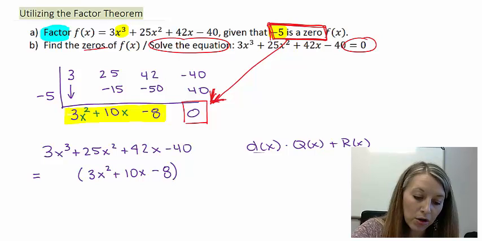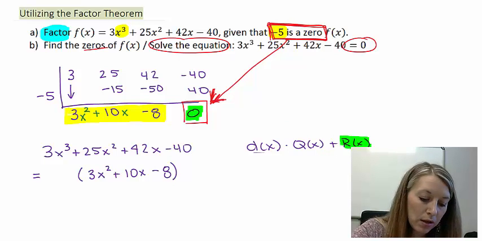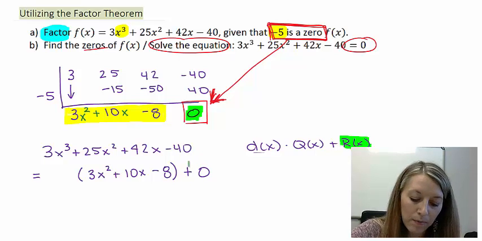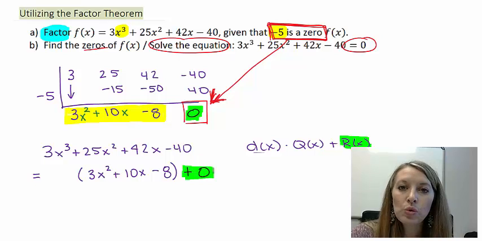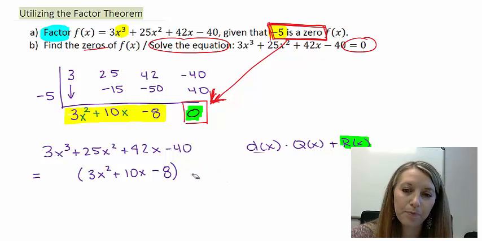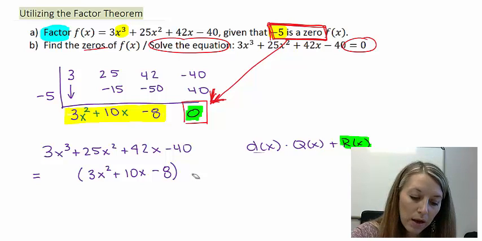Now my remainder came out to be 0, so I really could put in a plus 0 in this problem, but we know that we always want to leave things as simplified as possible, so why put that in there when we in essence don't need it? All right, now what about my divisor?